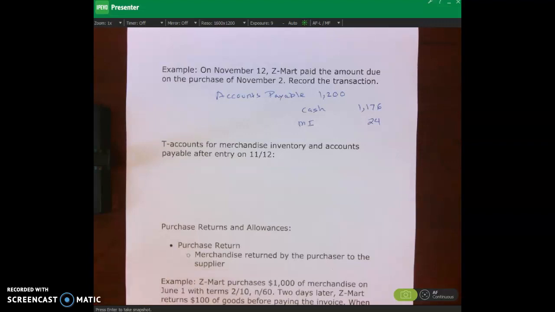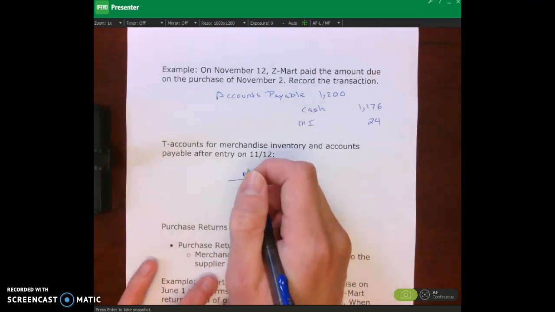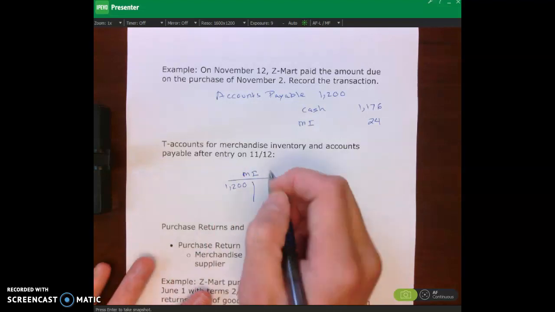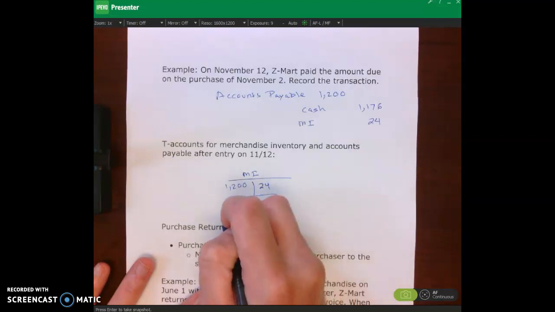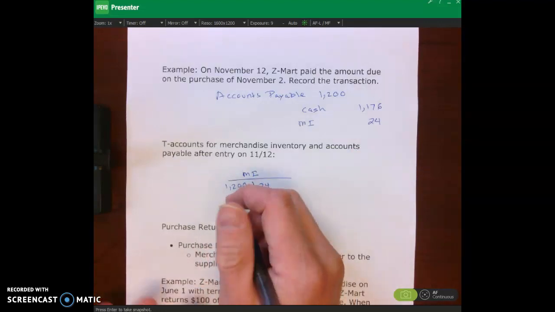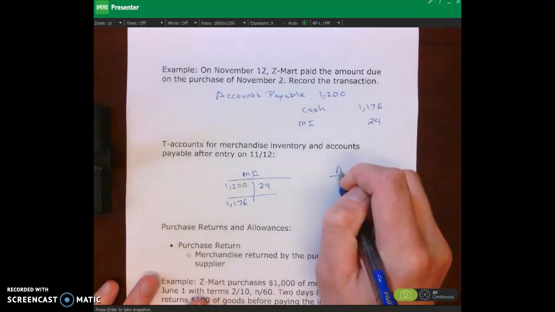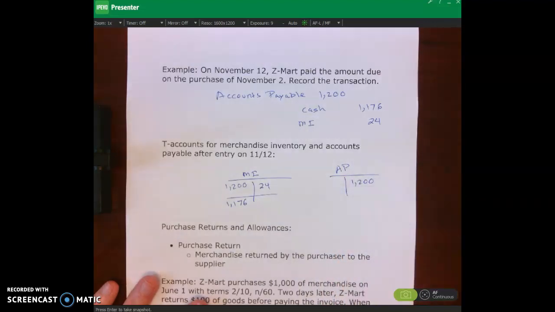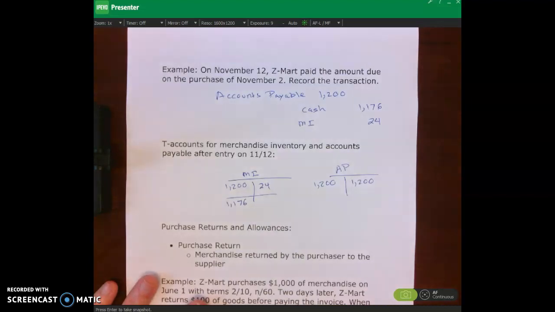So then when we look at our T accounts over here for merchandise inventory, remember, we bought it for $1,200. And then what we had over here is we're crediting it right there for 24. So that means the balance in merchandise inventory. Okay? And then what's our accounts payable? AP, accounts payable. Remember when we bought it, we credited accounts payable, and then up here, we debited accounts payable. So the balance in AP, accounts payable, is now 0.